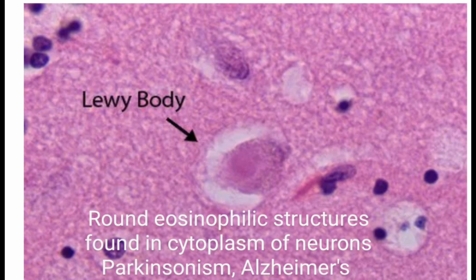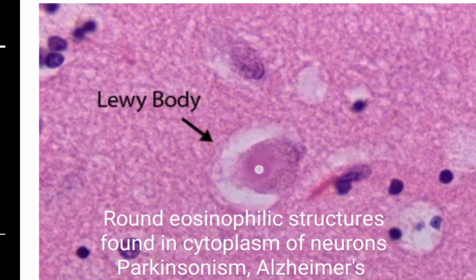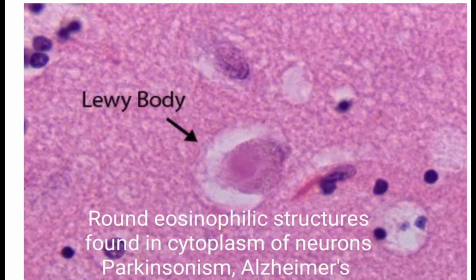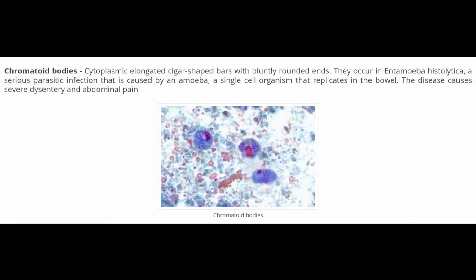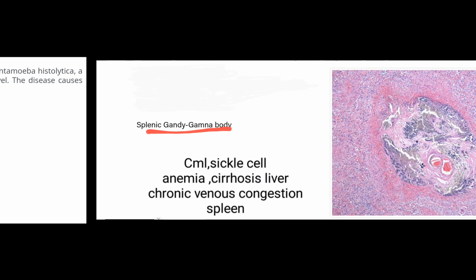Then next we have Lewy body. Lewy body is a round eosinophilic structure found in the cytoplasm of neurons. It is seen in Parkinsonism or Alzheimer's. Next we have chromatoid bodies. Chromatoid bodies are elongated cigar-shaped bars with blunt round ends. They occur in Entamoeba histolytica. In the cytoplasm, we will have cigar-shaped bars.